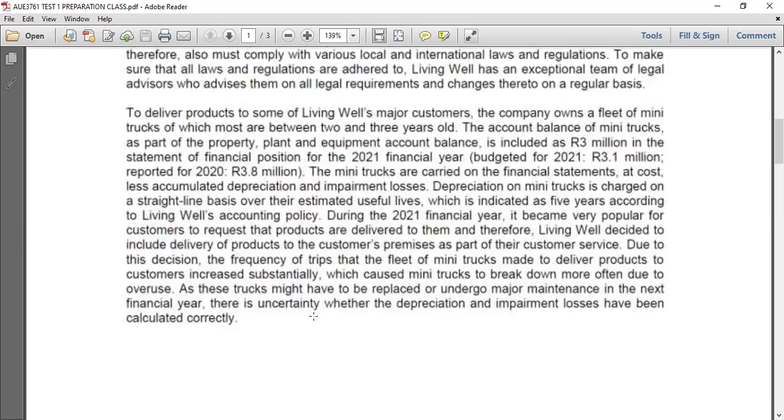During the 2021 financial year, it became very popular to customers to request that products are delivered to them, and therefore Living Well decided to include delivery of products to the customer's premises as part of their customer service. Due to this decision, the frequency of trips that the fleet of mini trucks made to deliver products to customers increased substantially, which caused the mini trucks to break down more often due to the overuse. That creates uncertainty.